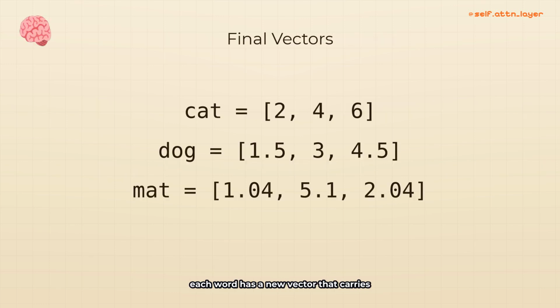Now each word has a new vector that carries context from the whole sentence. Before, cat was just 1, 2, 3. Now it's 2, 4, 6. It knows it's sitting on a mat with a dog nearby. That solves our bark problem. The model can look at the whole sentence to pick the right meaning.